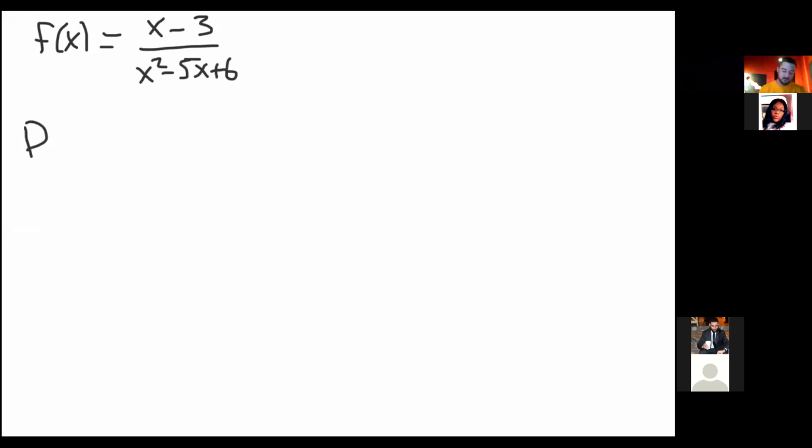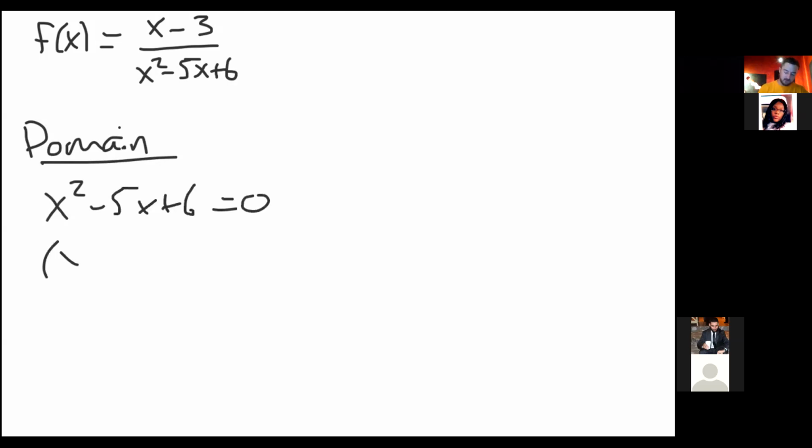Our goal is to find that domain. So I want to figure out when the denominator is equal to 0 and remove those points. Well, I can factor that polynomial in the denominator. That'll be x minus 3 times x minus 2 equal to 0, which means x has got to be either 2 or 3 for that denominator to be 0, which means those are the points we want to remove because we don't want the denominator to be 0.